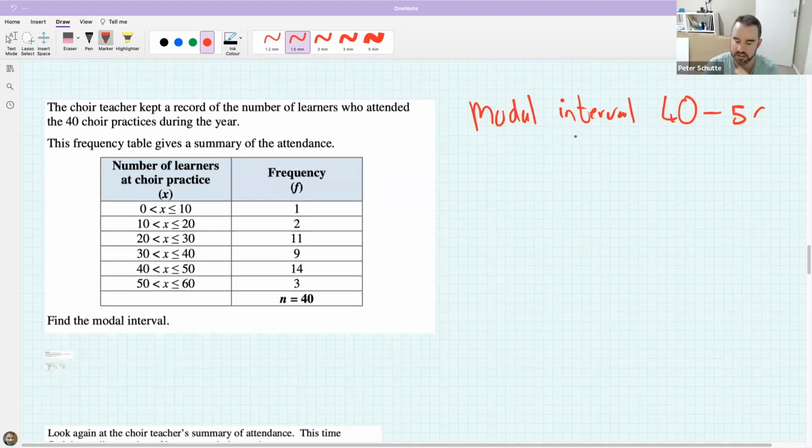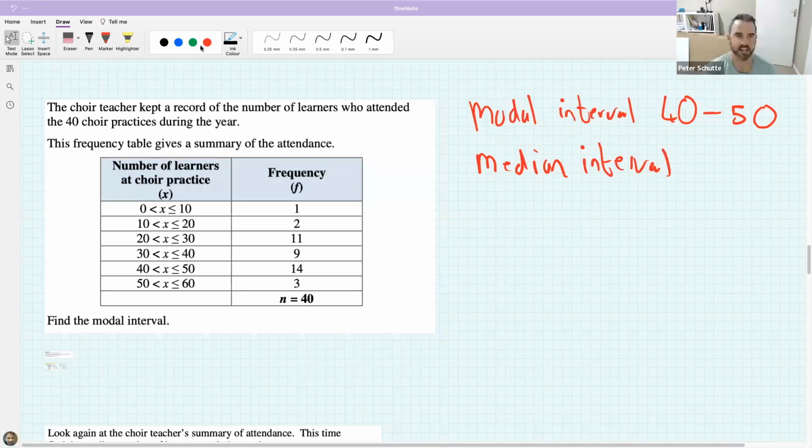Next, I want you to find me the median interval for this grouped data. What is the median interval for the grouped data here? And what column can maybe help us? What did I do last time? I added an extra column. What was that column called that I added to help us find the median interval? Let me know in the chat if you can remember. It was the cumulative frequency column. It's like we count up the frequency.